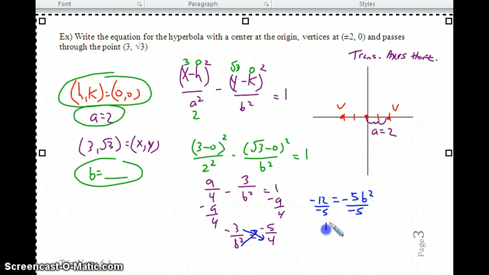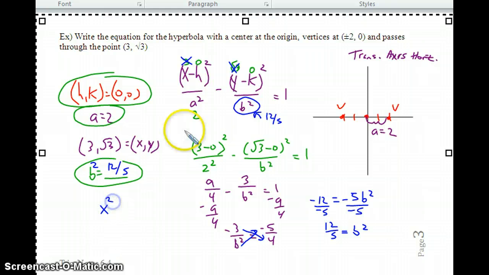Getting rid of the negative 5, I'd get 12/5 equals b squared. So for me, I'm going to leave it at b squared because that's really what I need to know for my equation. So I'm going to change this to b squared being equal to 12/5. So now I can plug into there 12/5, and I don't need the x and the y value anymore when I write my generic form of the equation. So it looked like this, x squared, because of the x minus 0, over 4 minus y squared over 12 over 5 equals 1.